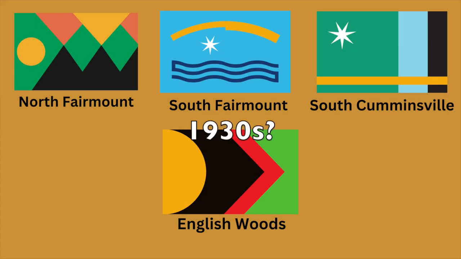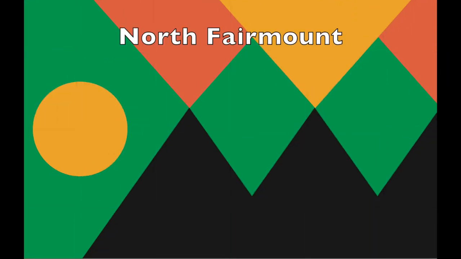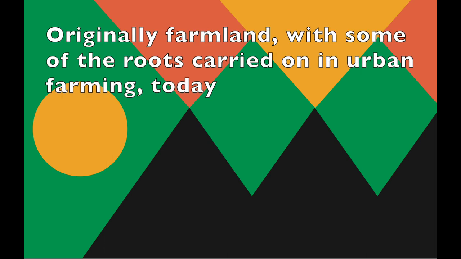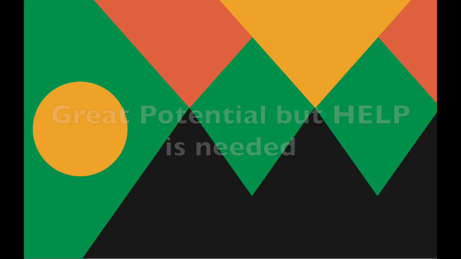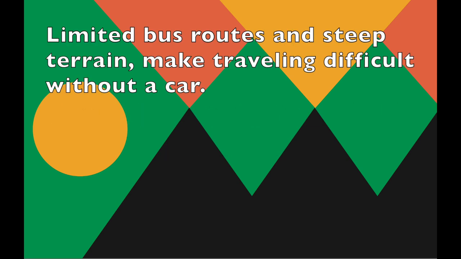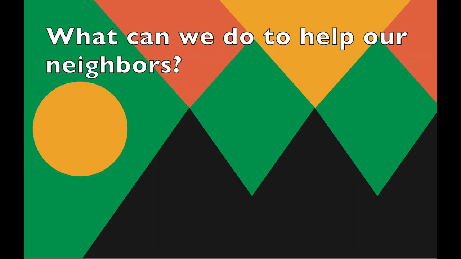Coming into the 1930s, we have the Great Depression and the divisions of North and South Fairmount, South Cumminsville, and English Woods. North Fairmount. Originally, it was farmland, and the current residents actually still carry that tradition in the form of urban farming today. This neighborhood has great potential, but needs a lot of help. It is difficult to travel across the neighborhood because of its steep terrain and limited bus routes. What can we do to help our neighbors?